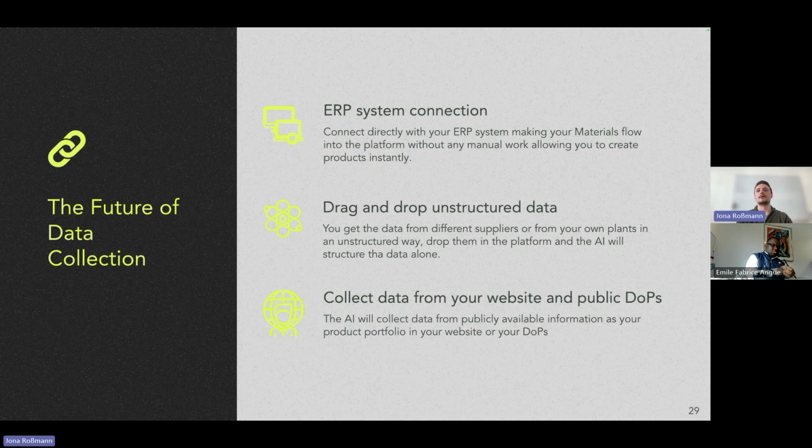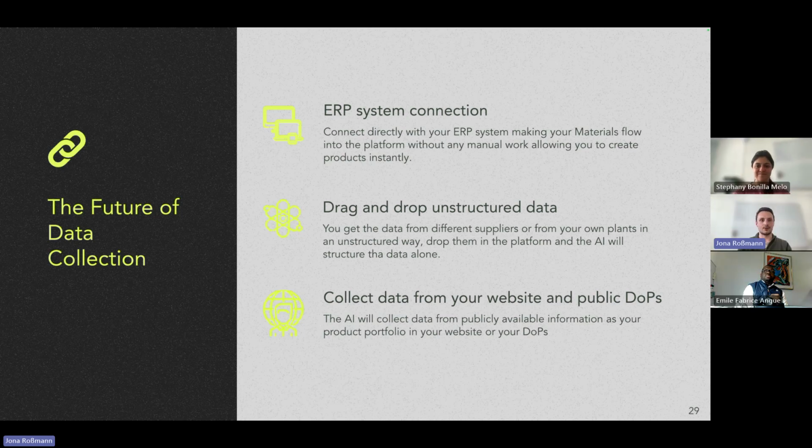And last but not least, directly collect the data from your website if you allow to do so, and also public declarations of performance, maybe also with the help of artificial intelligence to collect what is already there with the documents that you already have and make life much easier in the data collection.